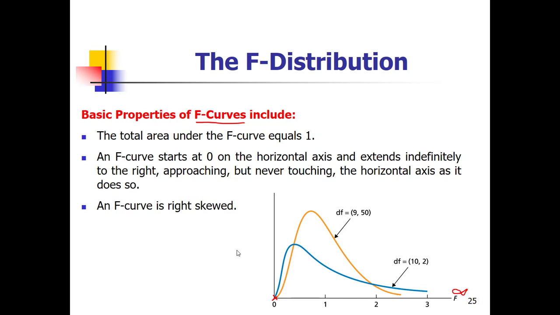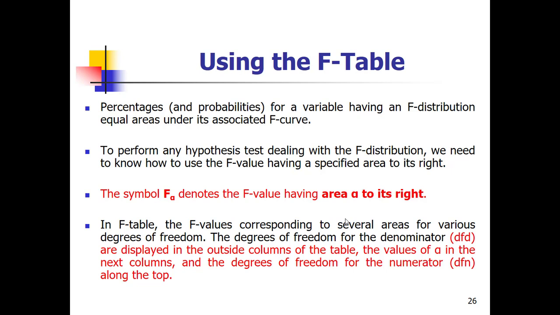And also, the F curve is right skewed. You can see that it will continue until infinite number on the right side. It is a right skewed curve. So that's some additional information. Okay, now what is the F table?